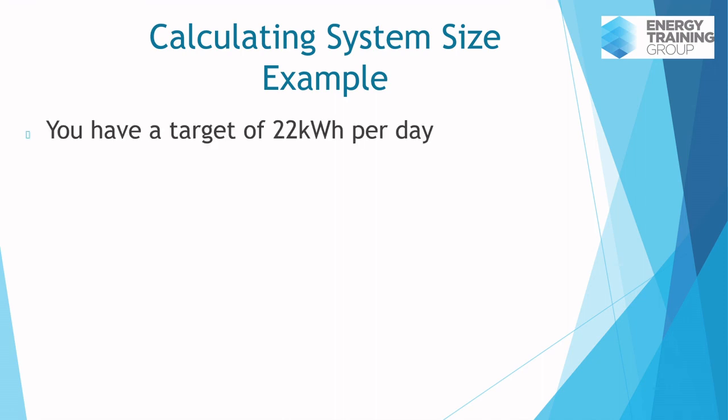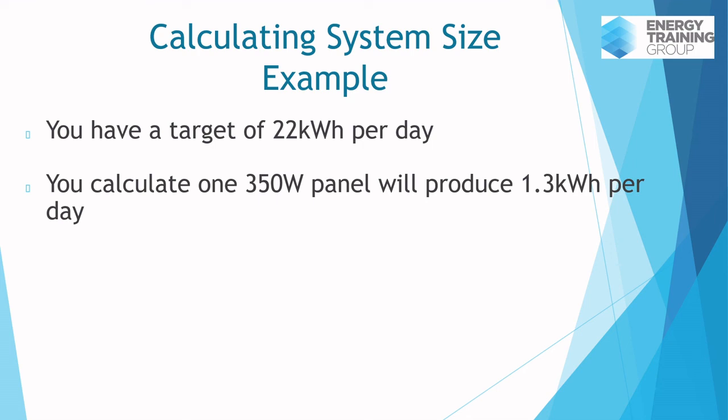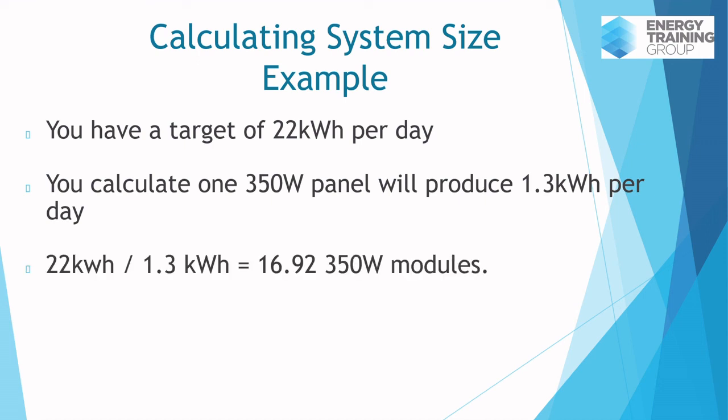So a really quick example, right? We've got a target of 22 kilowatt hours per day. We calculate that one 350 watt panel will produce 1.3 kilowatt hours per day using the process we've just gone through. We divide 22 kilowatt hours by 1.3 kilowatt hours, and we see that we would need 16.92 350 watt modules to meet our required output of 22 kilowatt hours. And then we'd obviously round that up, because if you went to 16 modules, you would come up short, so you round up to 17 modules.